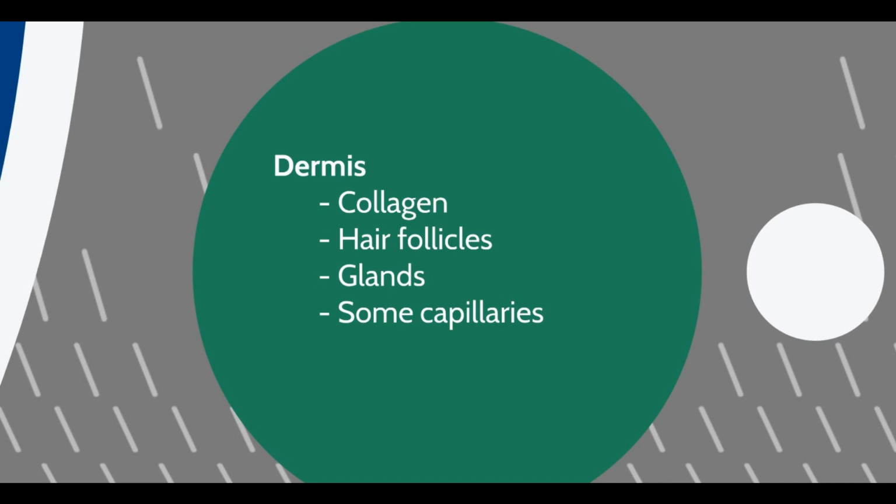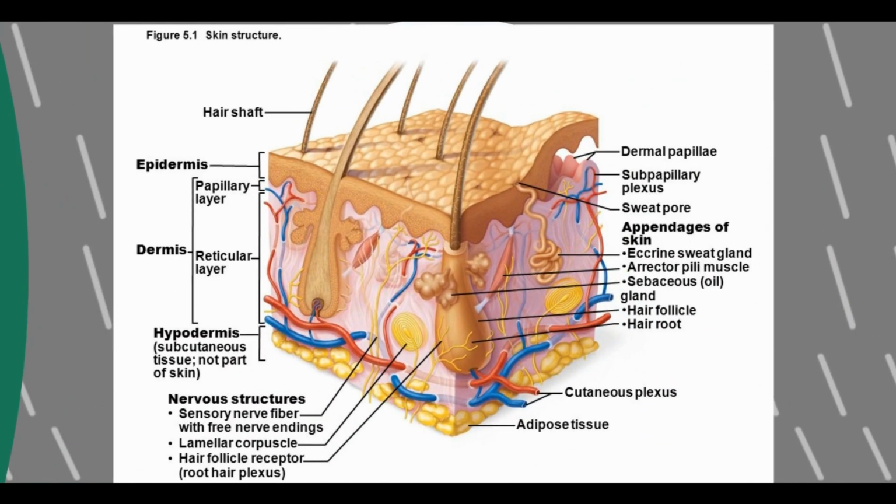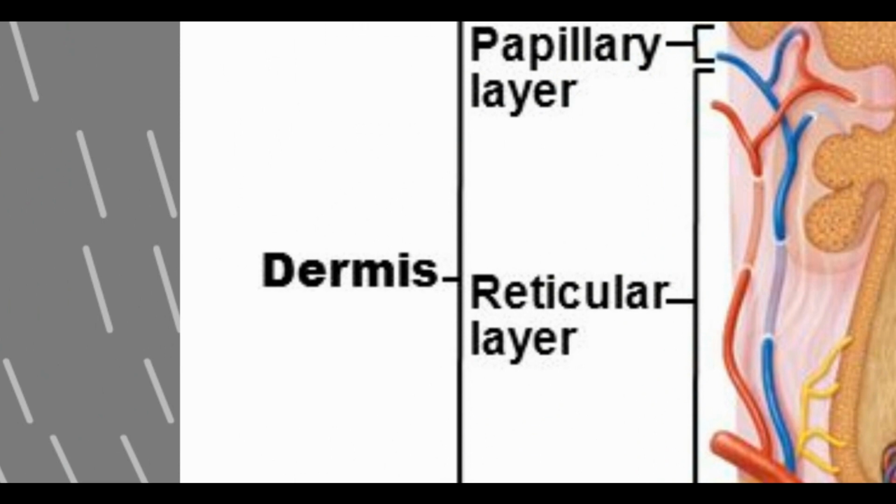Dermis. So let's move on to the layers of the dermis and let's talk about what it does. So the dermis holds collagen fibers. It also holds hair follicles, some glands, and again, this is where we have capillaries. So again, dermis. We're going to separate this into the papillary layer and the reticular layer. Therefore, why is this important?